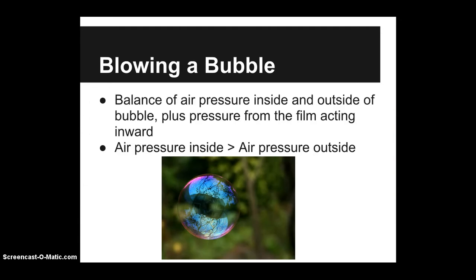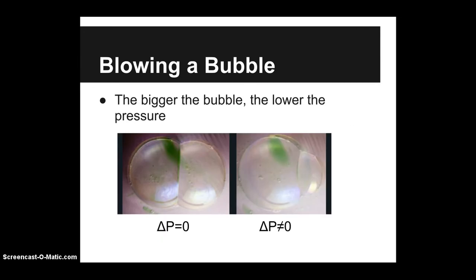Bubbles have a constant balance of pressure from the air pressure outside of it, the air pressure inside of the bubble, and the pressure from the film acting inward. The air pressure inside of a bubble is always greater than the air pressure outside of it. The bigger a bubble is, the lower the air pressure is inside of it.